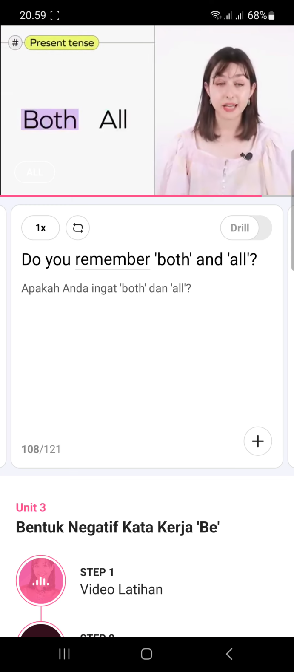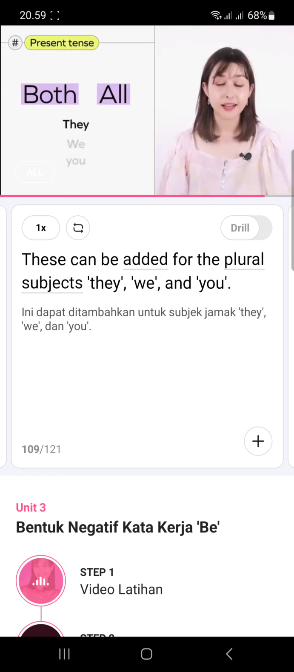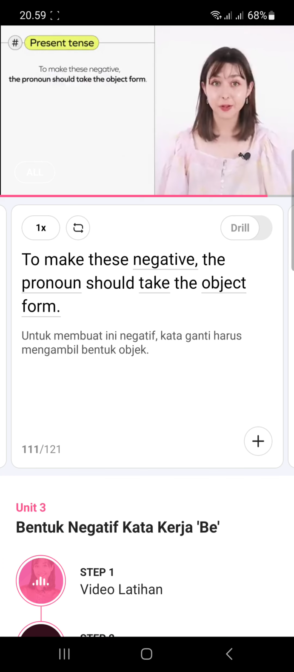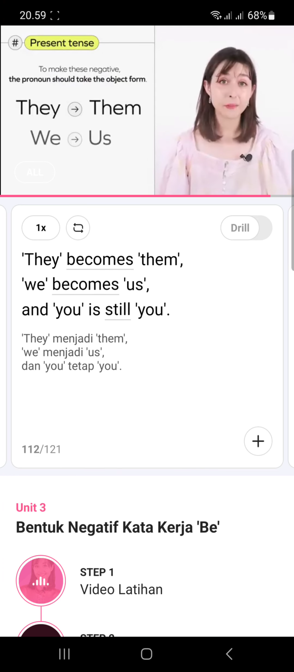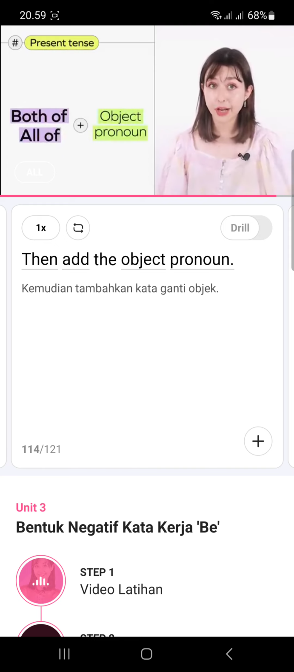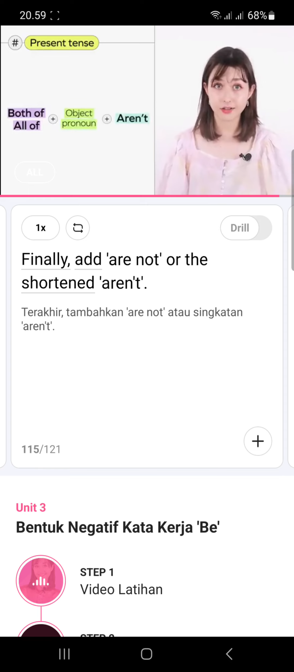Do you remember both and all? These can be added for the plural subjects, they, we, and you. Both means a group of two, and all means everyone in a group larger than two. To make these negative, the pronoun should take the object form. They becomes them, we becomes us, and you is still you. Start the sentence with both of or all of, then add the object pronoun. Finally, add are not or the shortened aren't.